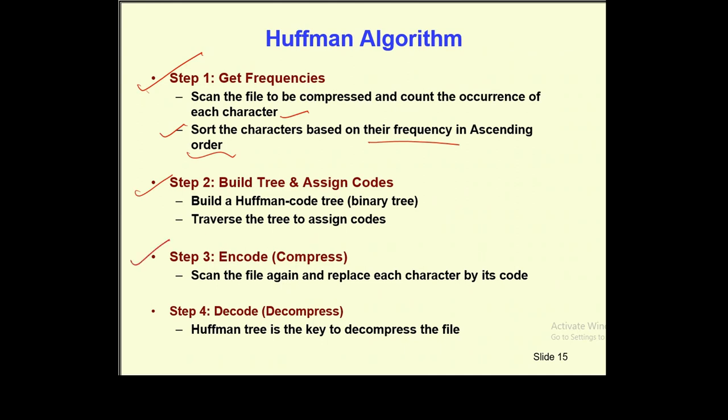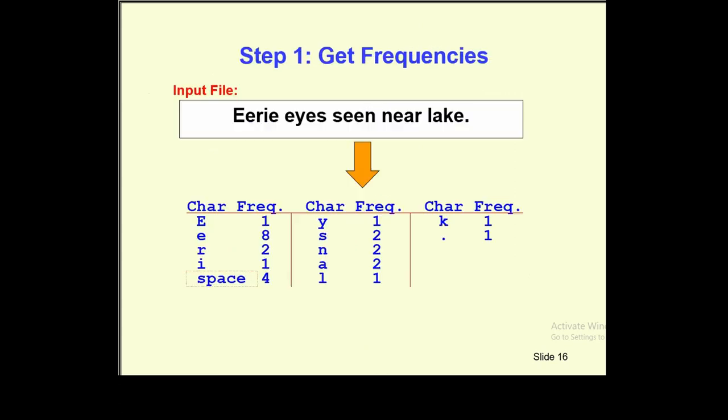In the third step, we will perform the encoding operation, or the compression operation, by scanning the file. And in step number four, we simply decompress and decode the encoded message, and the key will be the Huffman tree in that case to decompress the file. So these are the four steps which will be used in the Huffman algorithm. So let's understand each step one by one. What is the meaning of each step here?